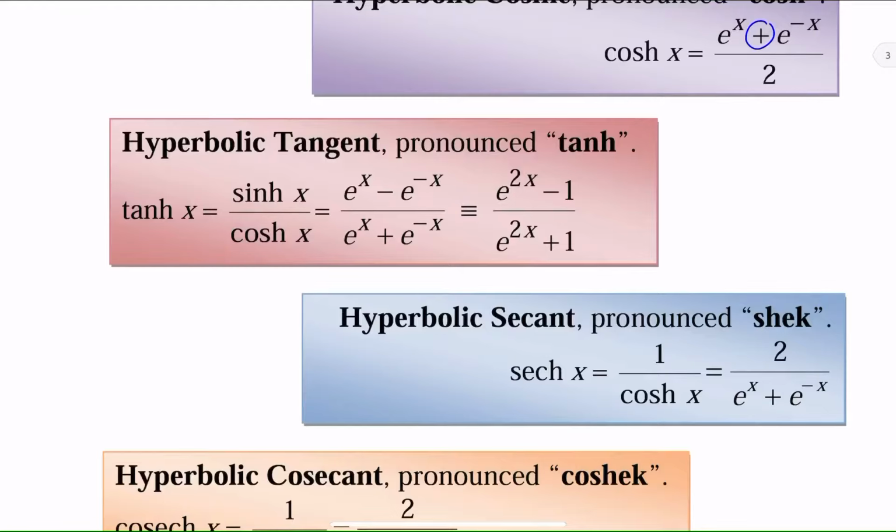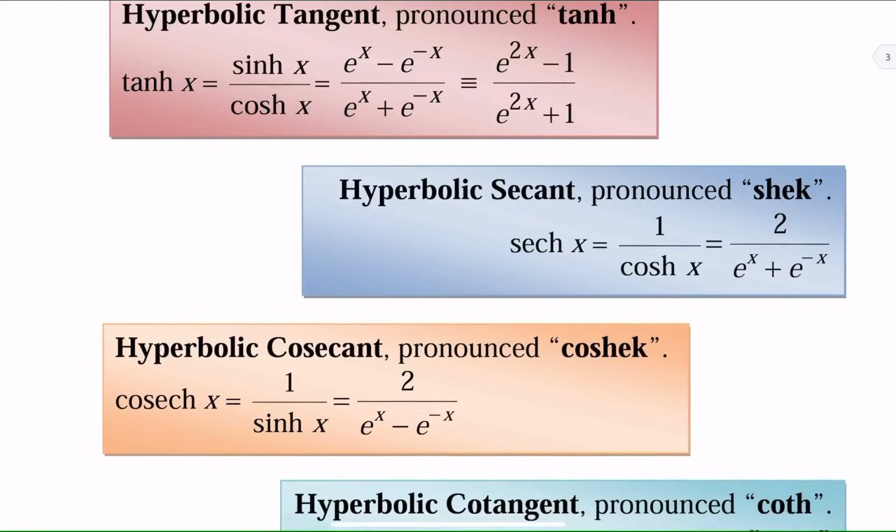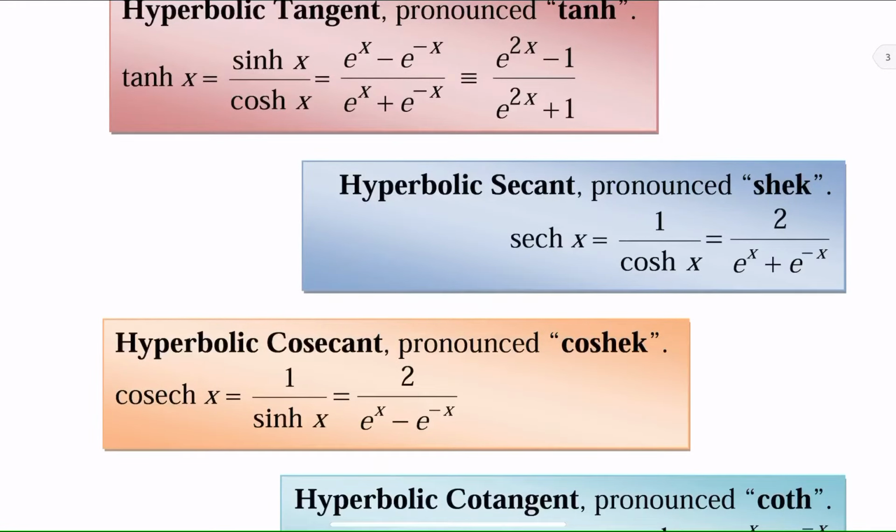Tanh x is equal to sinh over cosh, so it is equal to e^x minus e^(-x) over e^x plus e^(-x). And also, if we rearrange that, we will have e^(2x) minus 1 over e^(2x) plus 1. Hyperbolic secant, we pronounce it as sech. So sech x is equal to 1 over cosh x, which is 2 over e^x plus e^(-x).